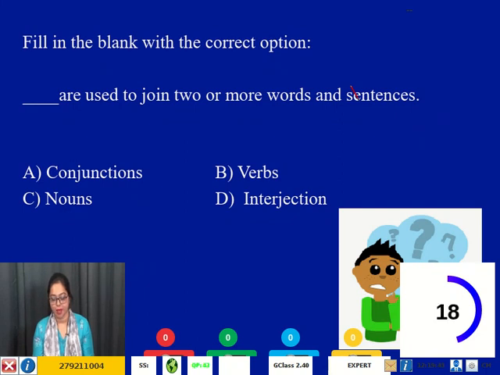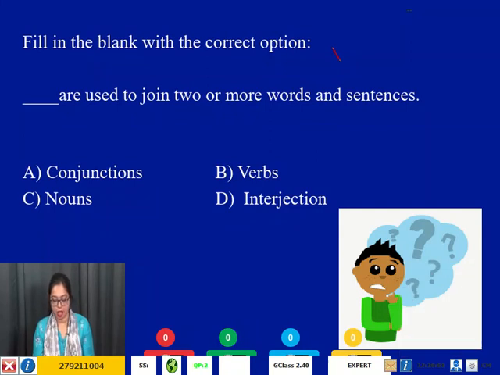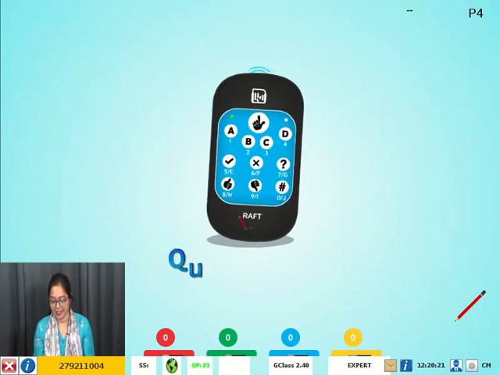I'll give a quick revision of the question once again. Your question is: fill in the blanks with the correct option. Dash are used to join two or more words and sentences. Option A is conjunctions, option B is verbs, option C is nouns, option D is interjections. Your time is up, and the correct answer for this question is option A, that is conjunctions. I hope all of you have answered correctly.